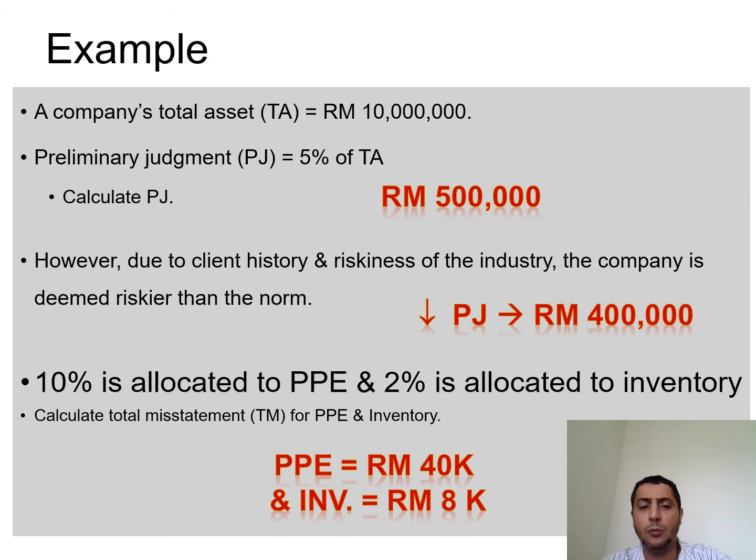So the tolerable misstatement for PPE will be 40,000 ringgit and for inventory, 8,000 ringgit. So that is the simple explanation for the tolerable misstatement allocation in step 2. We break down the preliminary judgment into the sub accounts' tolerable misstatement.